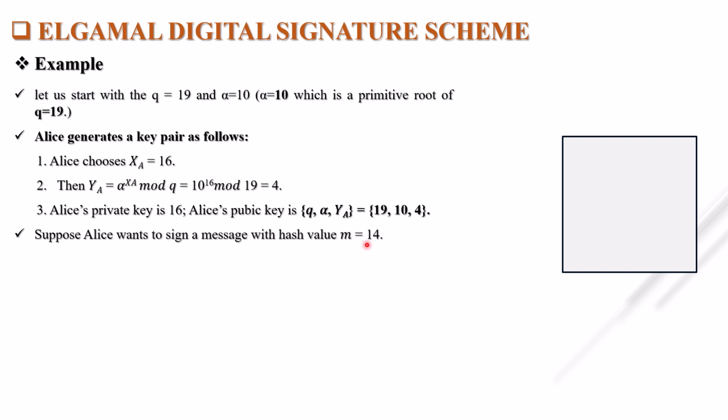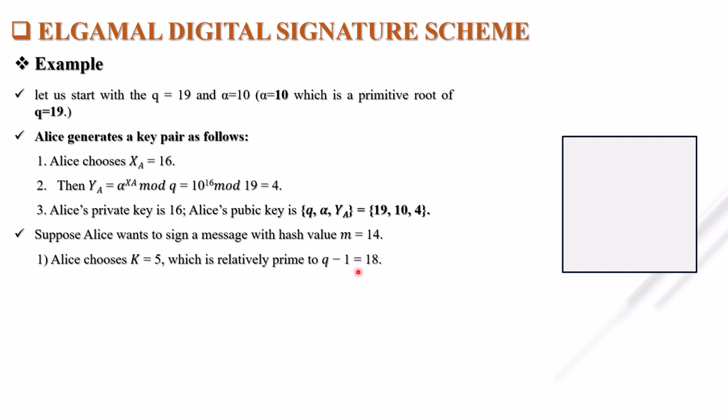Now Alice will sign the message with the help of Alice's private key that we already know. Now Alice chooses a key k which is 5. Why is it 5? Because it is relatively prime to 18. If you find the GCD of 5 and 18, that must be 1. If we select k equal to 3, that is not valid because the GCD of 3 and 18 is not 1, it is 3. So 3 is not relatively prime to 18. That's why we select k equal to 5.